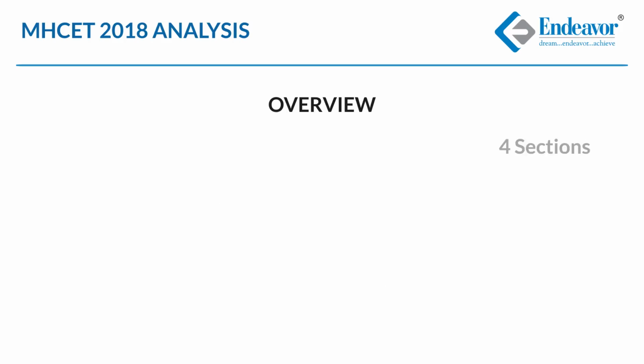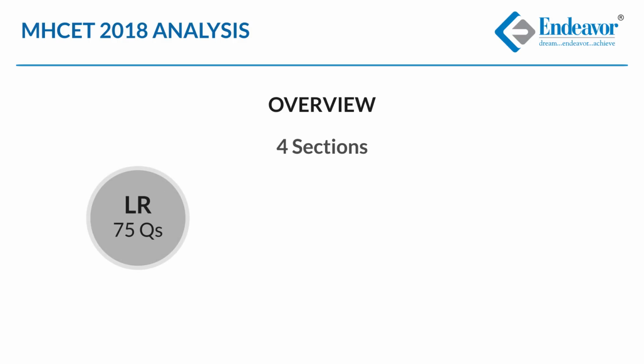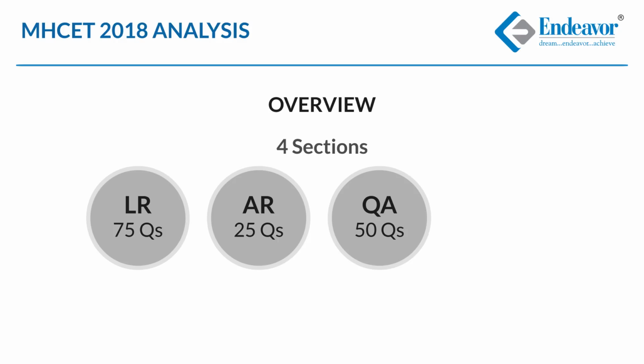The paper itself is divided into 4 sections. The first one is logical reasoning, which has 75 questions, abstract reasoning, which is visual reasoning, which has 25 questions, quantitative aptitude, which also includes data interpretation, which has a total of 50 questions, and verbal ability, which includes RCs as well, which has 50 questions, making it a total of 200 questions.